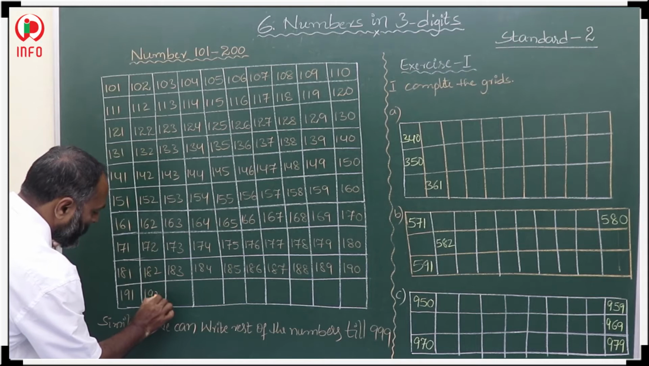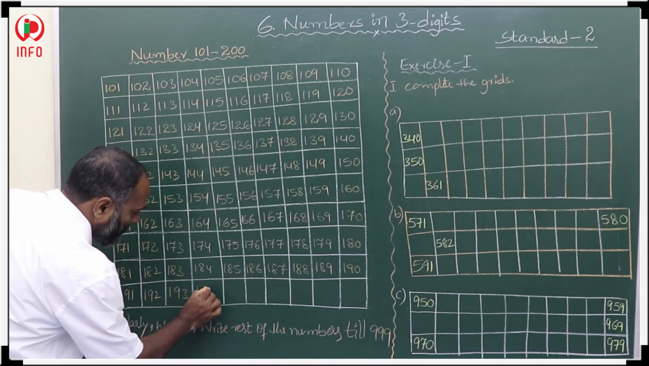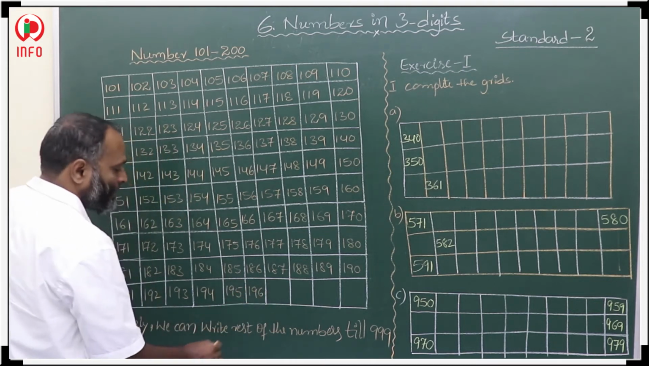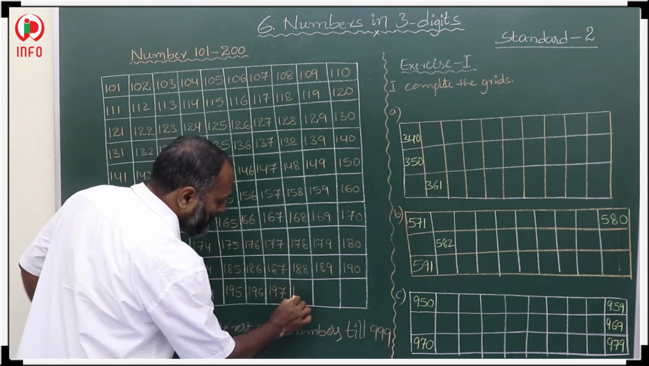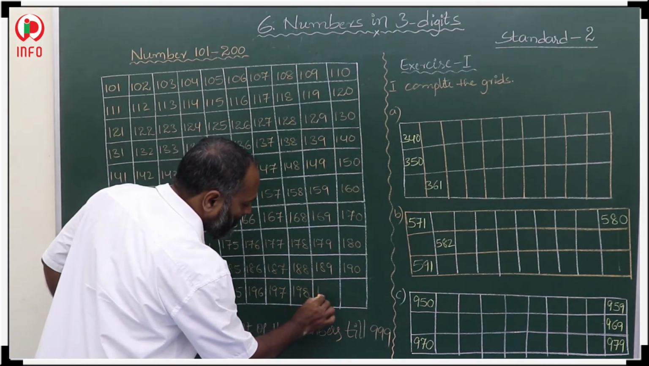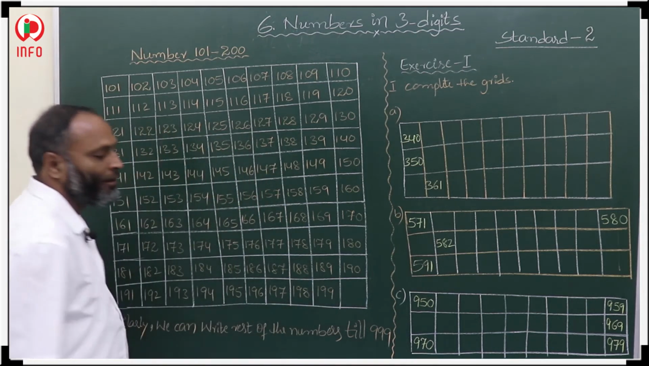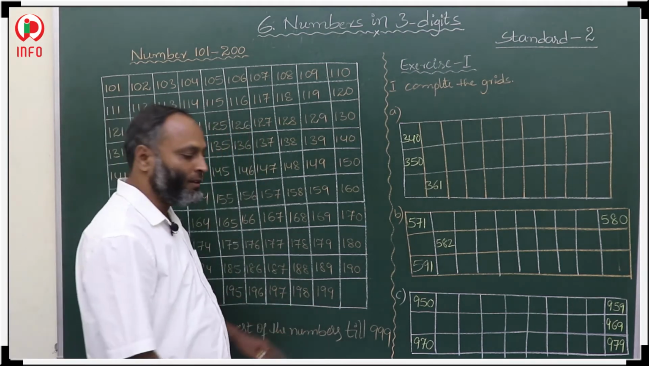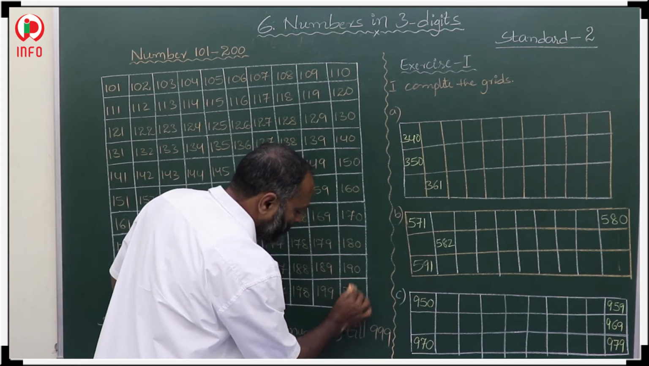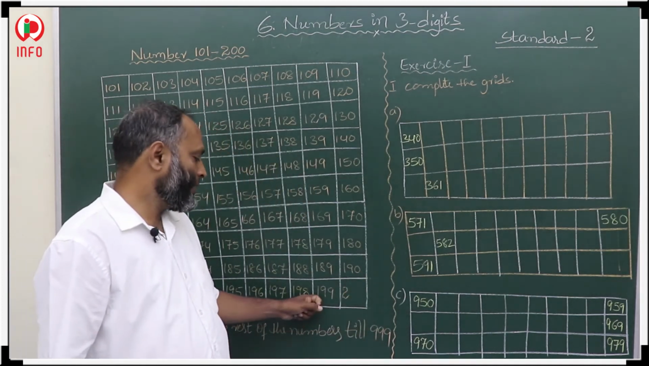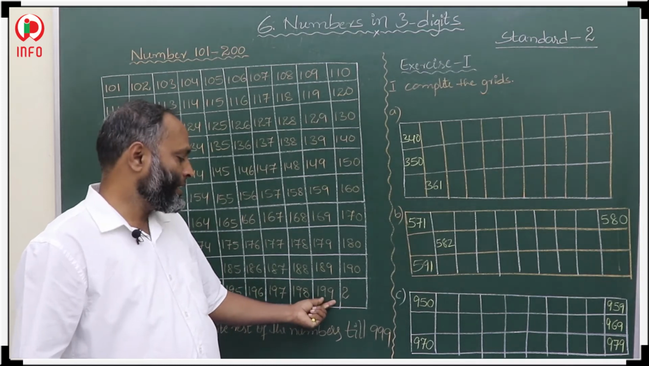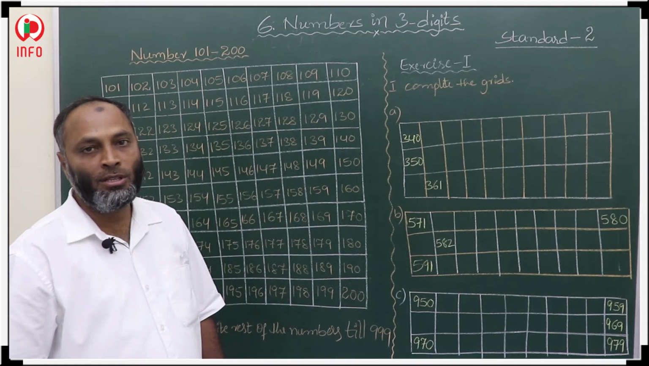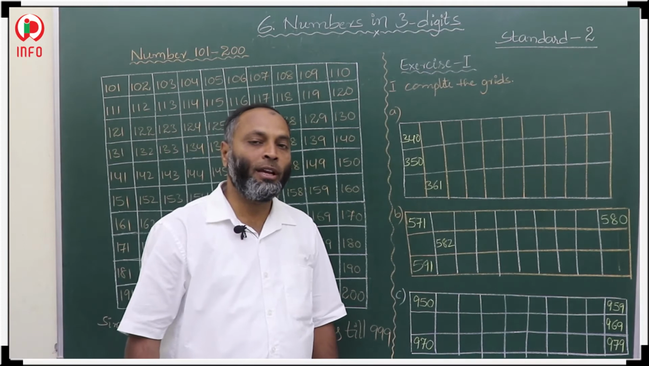191, 192, 193, 194, 195, 196, 197, 198, 199. After 99, what comes? This one will change. Then we have to take the very next number. After 1, what will come? 2. Here 99 is there, no? So we have to take 0 0 after 99. That is 200.